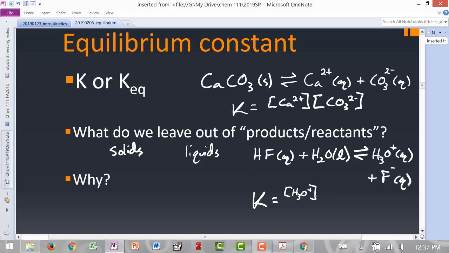Then fluoride, and so these get multiplied, fluoride. And then over HF. Water or no? No, right, it's a pure liquid. It has a liquid phase, not an aqueous phase, so we don't include it.